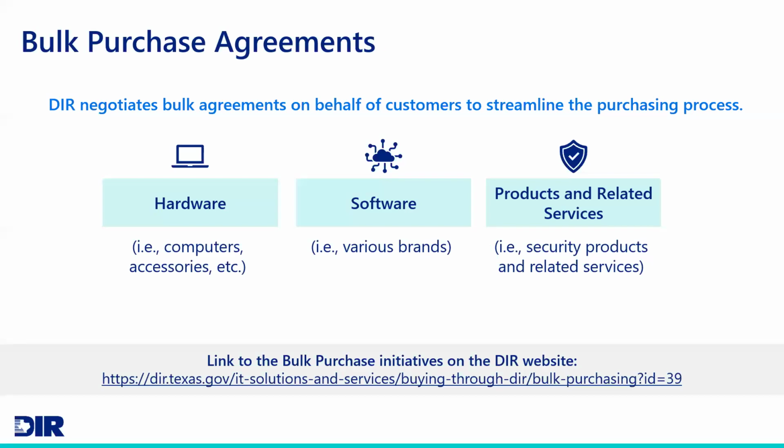And again, we do have that bulk purchasing initiative opportunity from time to time for different things like hardware. You might see computers or related accessories available. Also, we've in the past had different brands of software available on bulk purchase. Or maybe products and related services come from time to time. That would be for things like security products and related services. So I've given you the link to the DIR website on this slide. We invite you to bookmark this and just check it from time to time and see what might be available through a bulk purchasing opportunity, because these can change. So we invite you to check the page to see what's available through bulk purchasing.